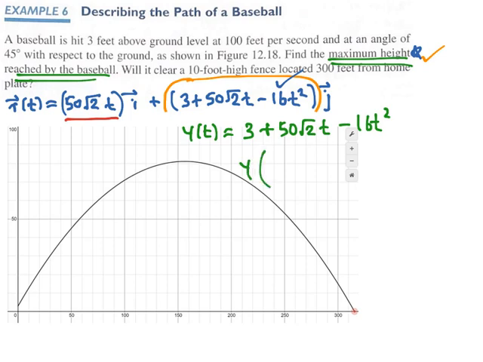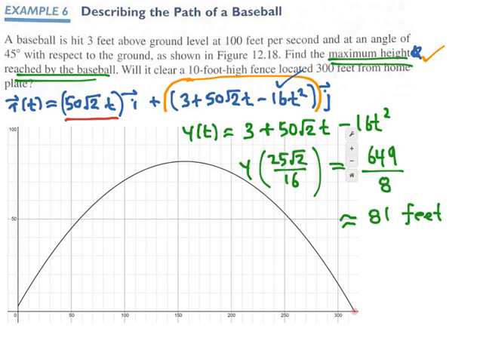So we will have y evaluated at 25 square root of 2 over 16, or approximately 2.21 seconds. And if you do that, you will get that this is 649 over 8, and that is approximately 81 feet. And that would be the maximum height of the baseball.